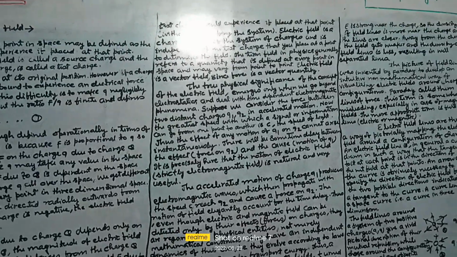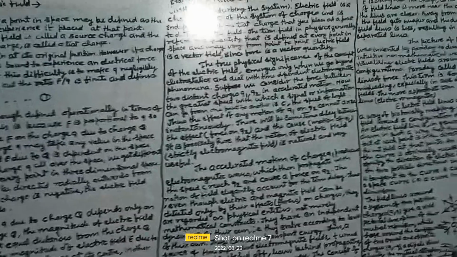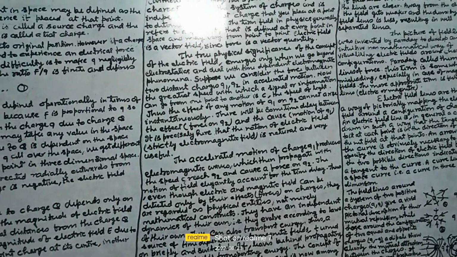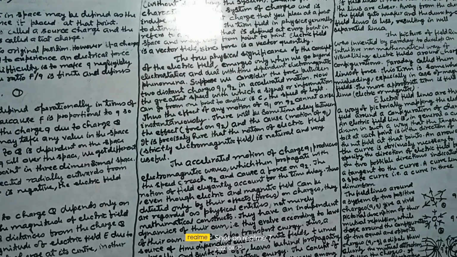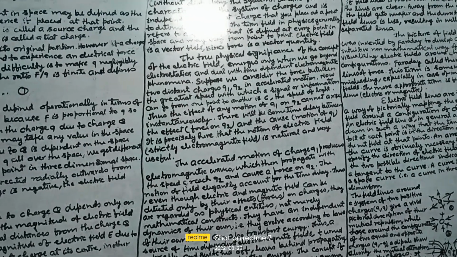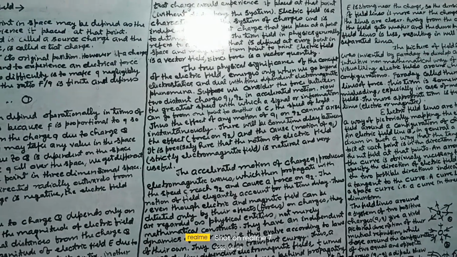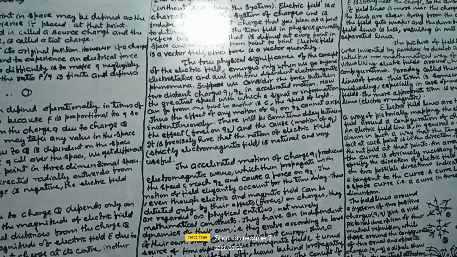The true physical significance of the concept of electric field emerges only when we go beyond electrostatics and deal with time-dependent electromagnetic phenomena. Suppose we consider the force between two distant charges q1 and q2 in accelerated motion. Now the greatest speed with which a signal or information can go from one point to another is c, the speed of light.